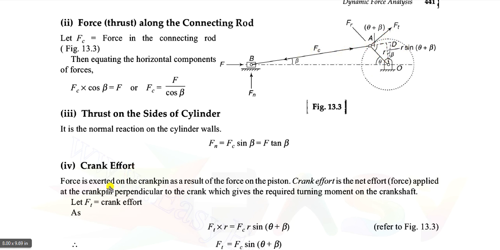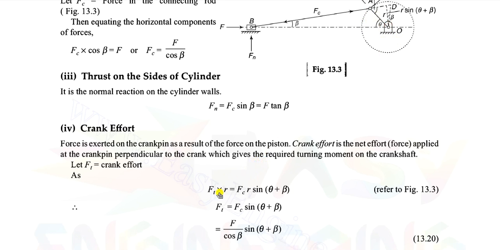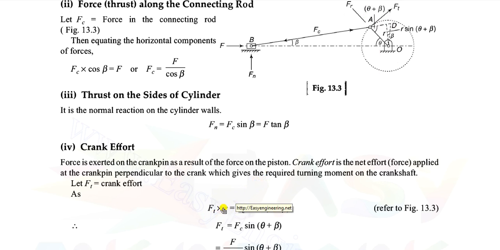Now let Ft be the crank effort, and this is called crank effort because this Ft is rotating your crankshaft. So the torque on the crankshaft will be Ft into R. Now we want to calculate Ft. Here he is using a somewhat complicated method. No need to do this.